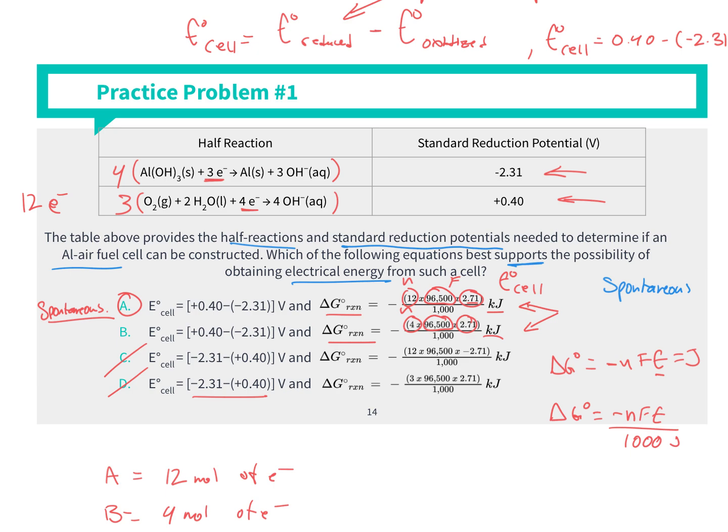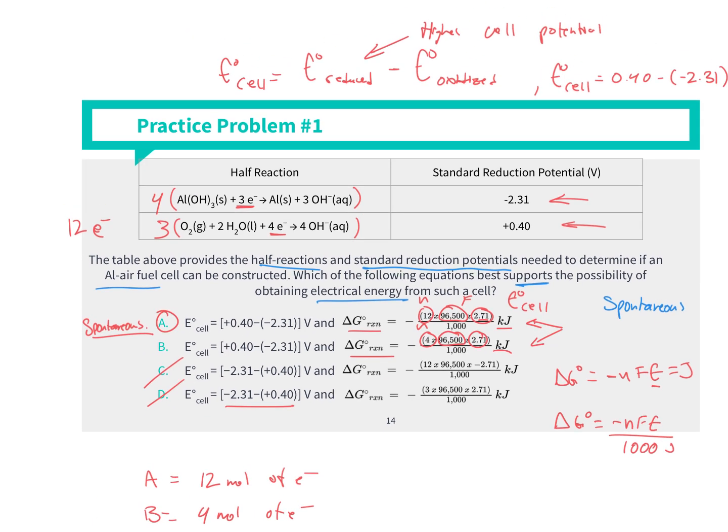So that's how you would approach one of these problems. Think about both the equation for the reduction potential of your cell and the equation to calculate delta G from that electrical potential of your cell.